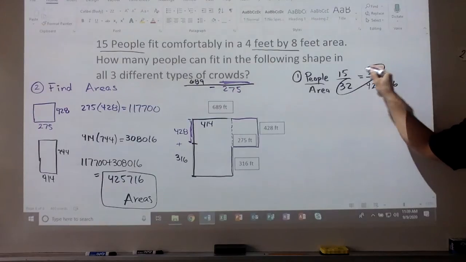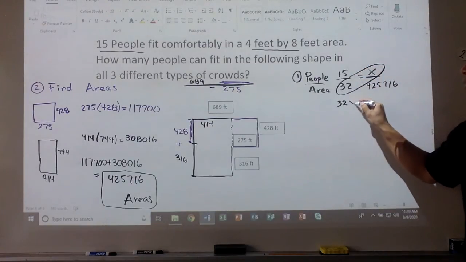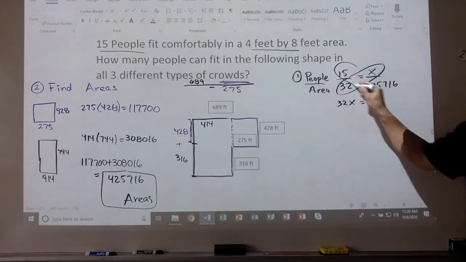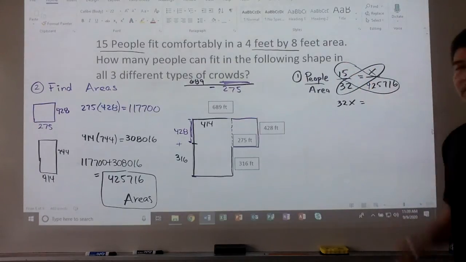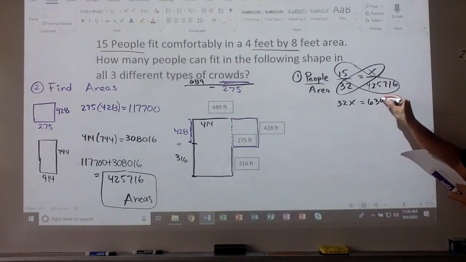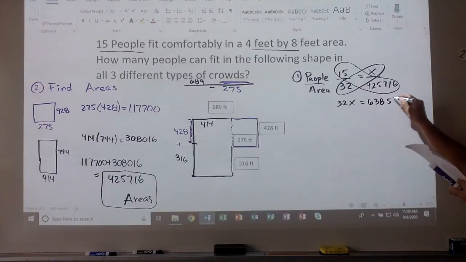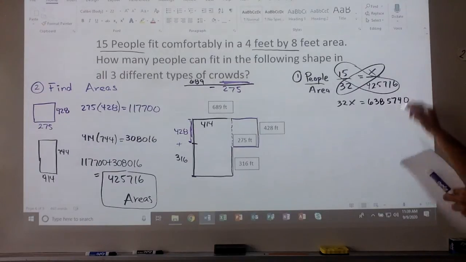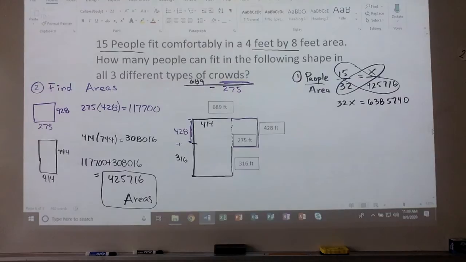So if I cross multiply, this will give me 32x. I will do the same thing with the one across. 15 times this, it's a big number. Multiply it, put it in your calculator. Should have gotten this, 5740. If I made a mistake, just double check. Even if I made a mistake, the process still works.